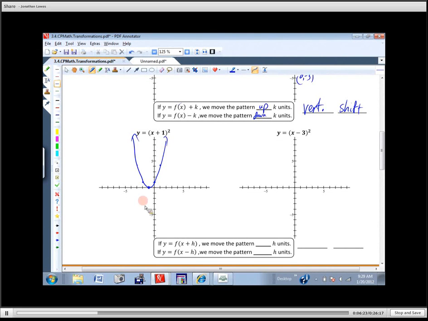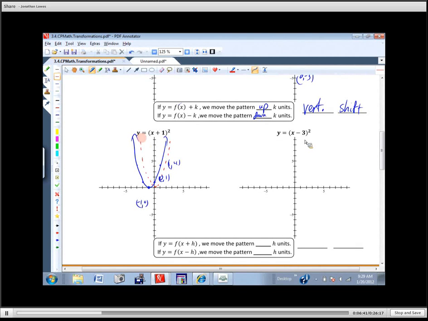So the vertex would be -1, 0. This point would be 0, 1. This point would be 1, 4. It's the same exact shape as the original one. It's just that it got moved. All those points got moved 1 unit to the left.